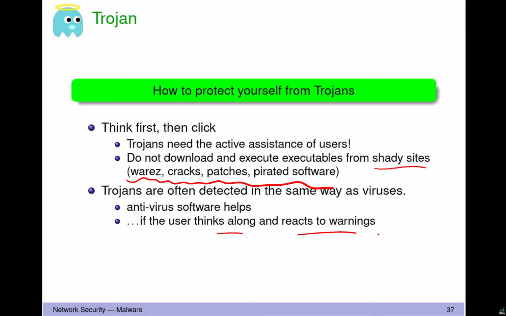Think along and react to warnings. Also antivirus software sometimes helps, because once the software is detected as having this extra, it will be flagged, the signature will be spread, it will then be detected, and the user will be warned. So people should be reasonable in where they get their software from, especially if you do illegal stuff, then you could also have those people doing illegal stuff with you.